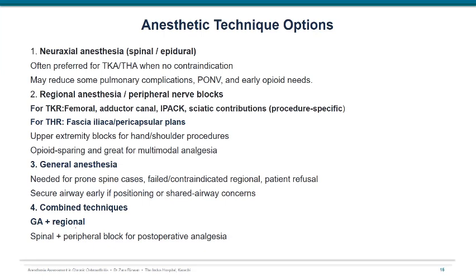General anesthesia is important whenever there is patient refusal, any contraindication for regional, or when the positioning needs to be prone, as in spine surgeries. It can also be considered whenever there is an airway concern. The combined approach, like a spinal or peripheral nerve block plus GA, can also be considered in patients.